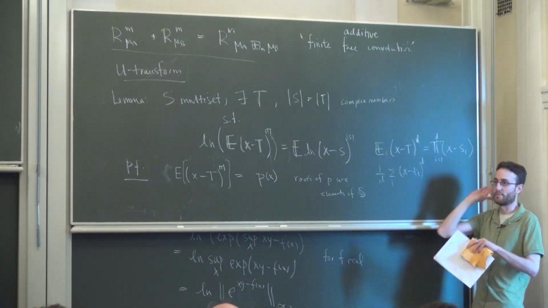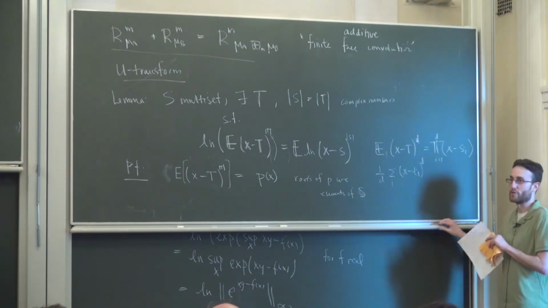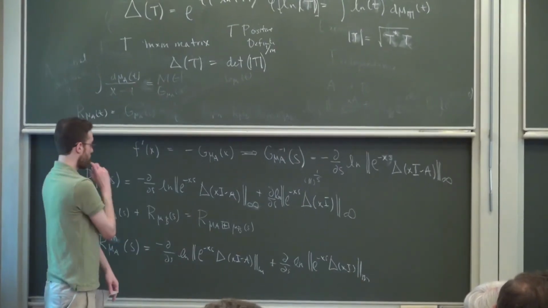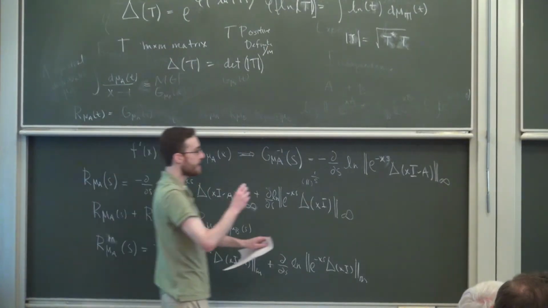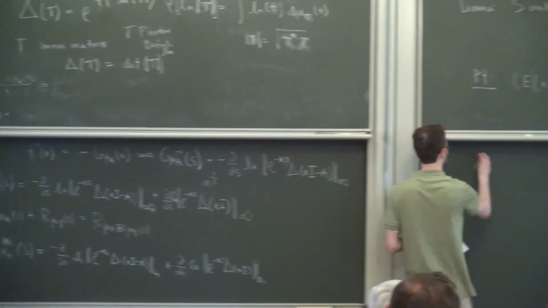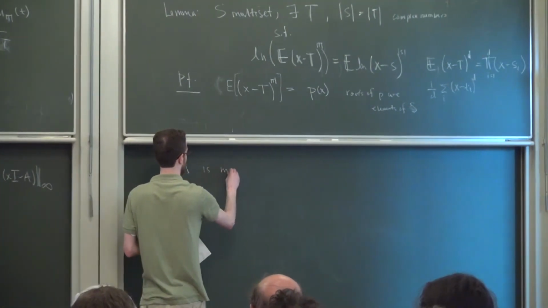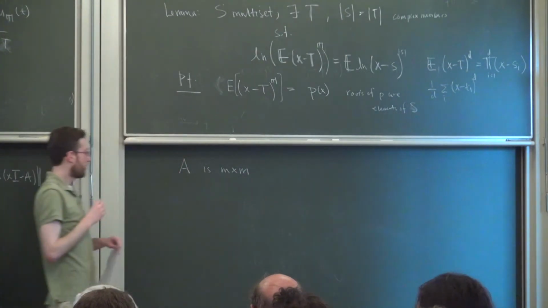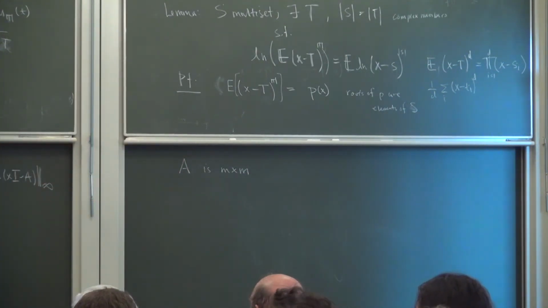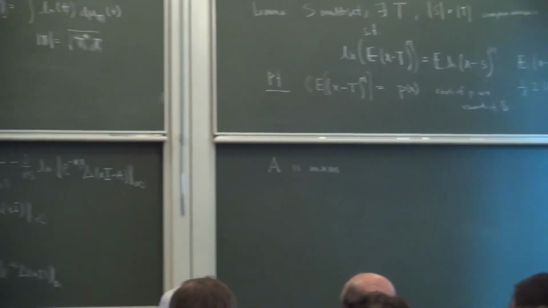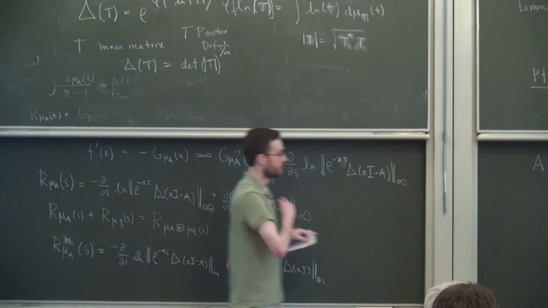So this is really just a notational convenience. The point is that, let's say that A is m by m, rather than infinite dimensional, it's a matrix. And I form this R mu A of S.